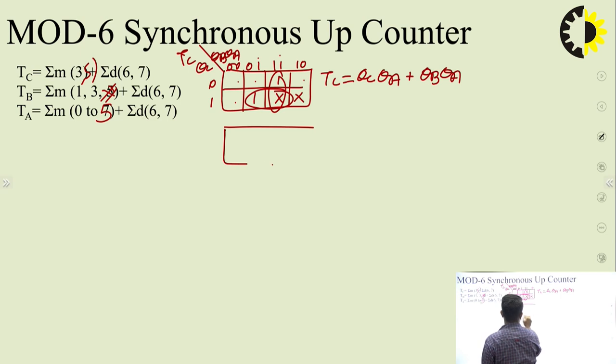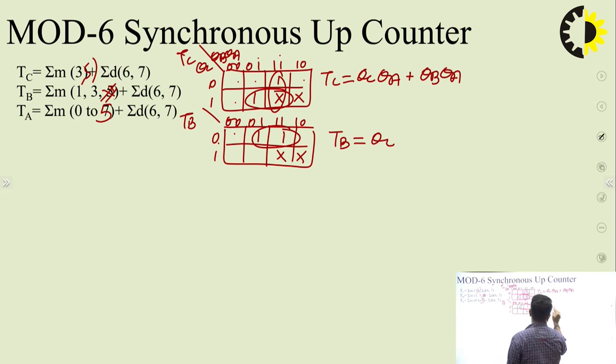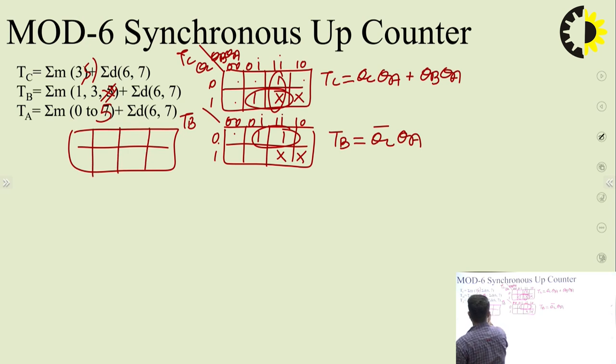Okay, similarly another K map for this TB, 1 and 3 are the min terms, 0 1 2 3 and then 6 and 7 are don't care terms. Okay, so 1 3, that means there will be a single pair, so this TB will be equal to, for this 0 1 0 0 0 1 1 1 1 0, that means this is equal to QC bar and from here QA, so this is equal to TB, and then this TA, TA will be having 0 1 2 3 4 5, 0 1 2 3 4 5 and 6 and 7 are don't care terms, so this complete will result as TA is equal to 1.